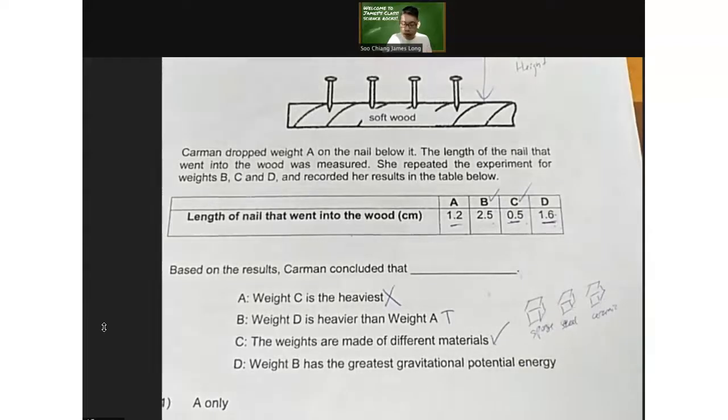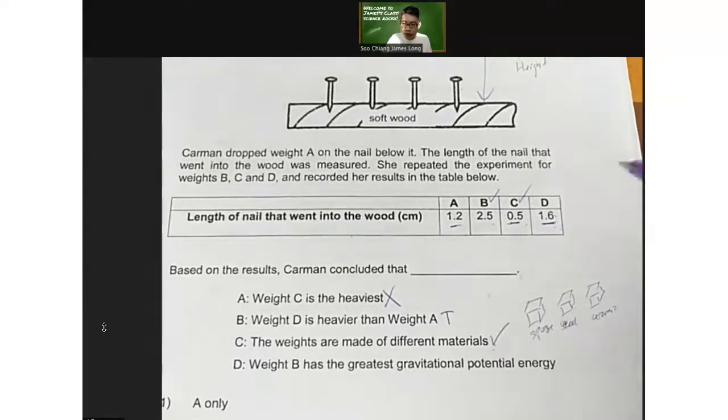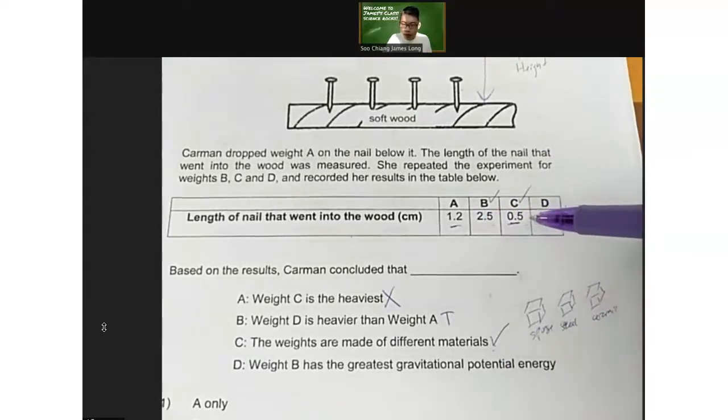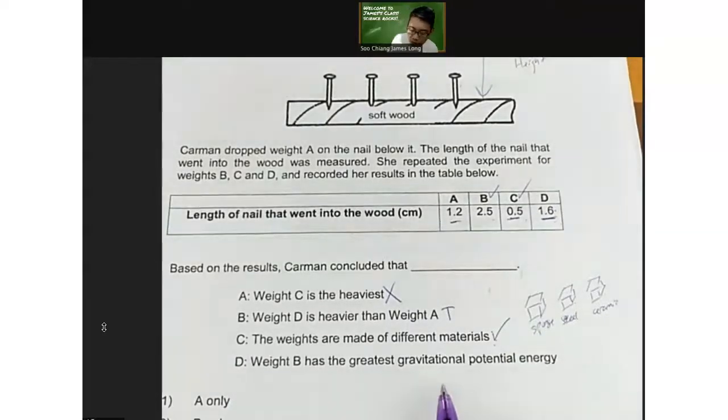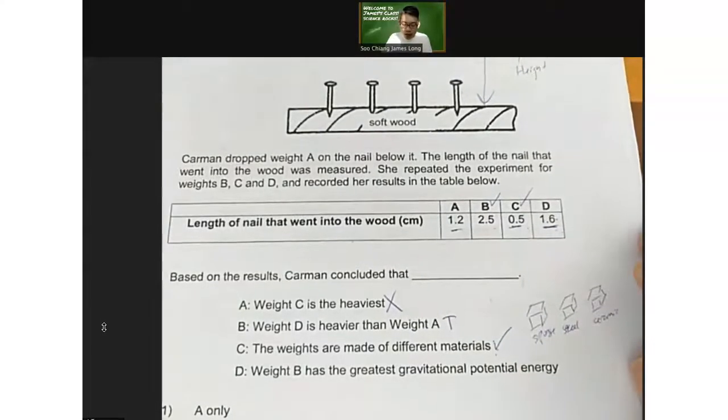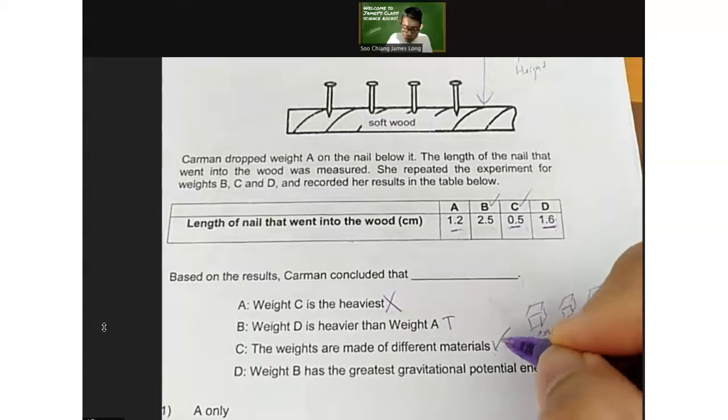So C is correct. If they are made of the same materials, you will see that all these numbers will be the same. Weight B has the greatest gravitational potential energy. So it is true for this.